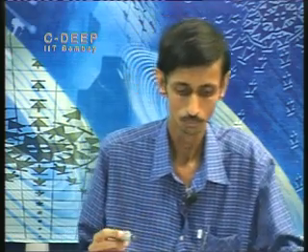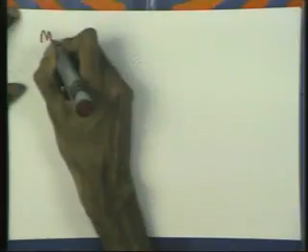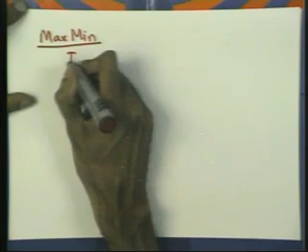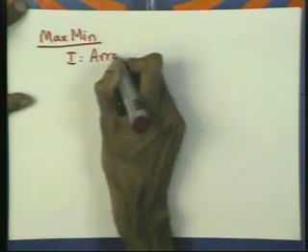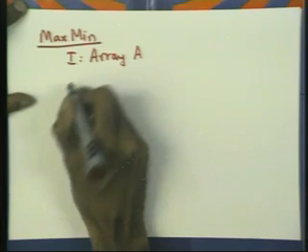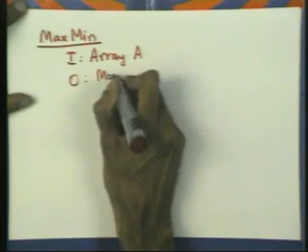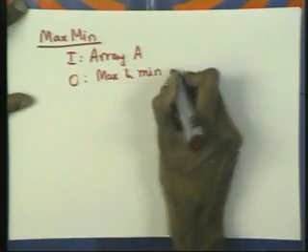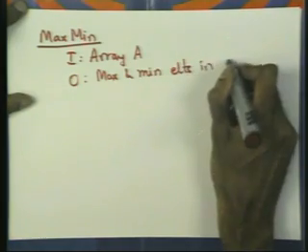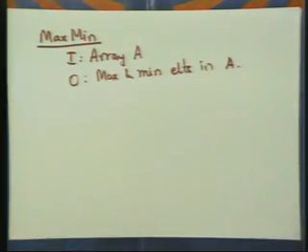Okay, let's look at a slight variation of this problem. Now I want to find not just the minimum in the array, but also the maximum. Okay, so this problem is called maxmin. So the input is an array A, and the output is the maximum and minimum elements in A. Okay, so I want both the maximum and the minimum element in A.